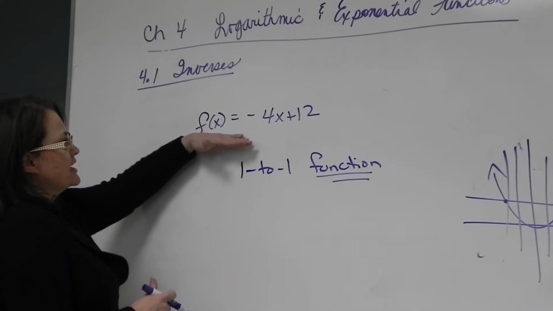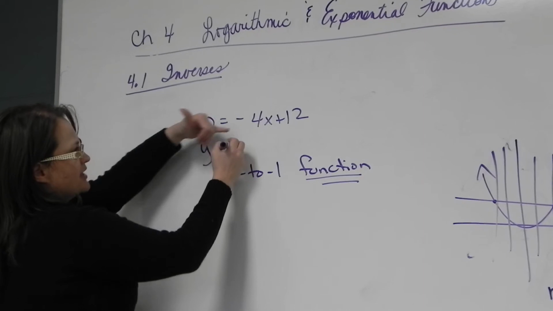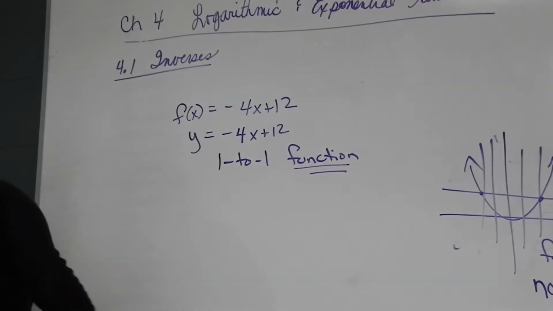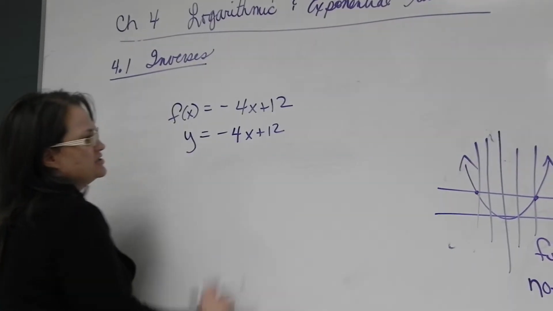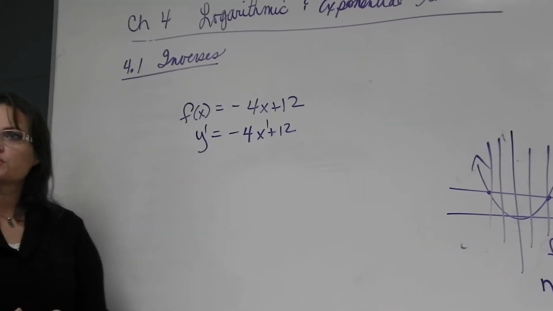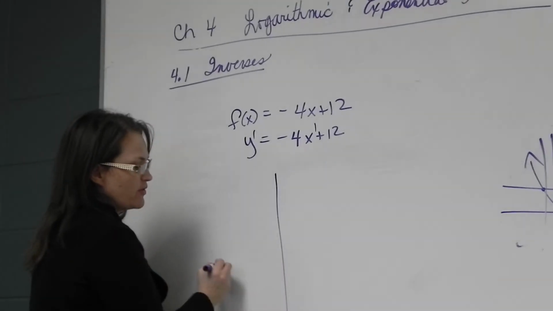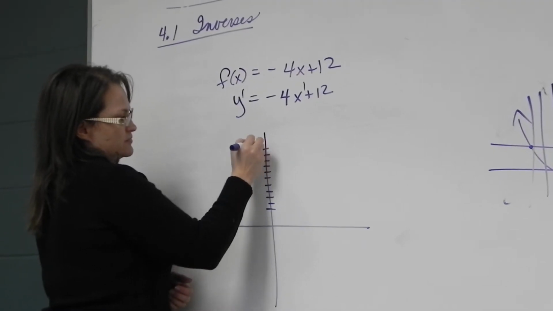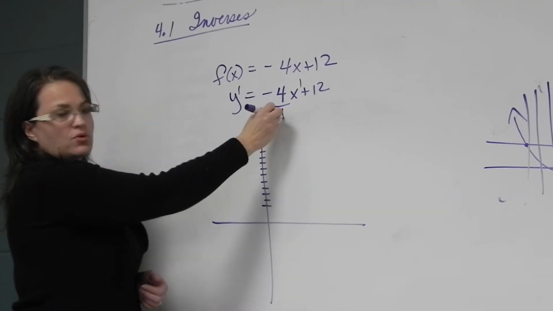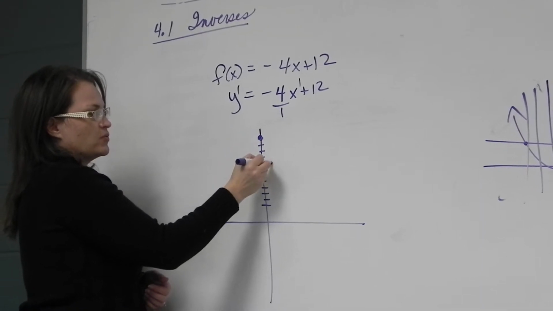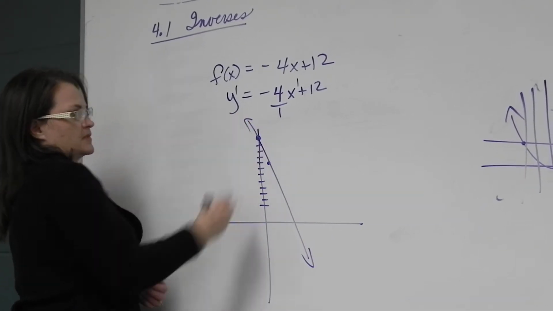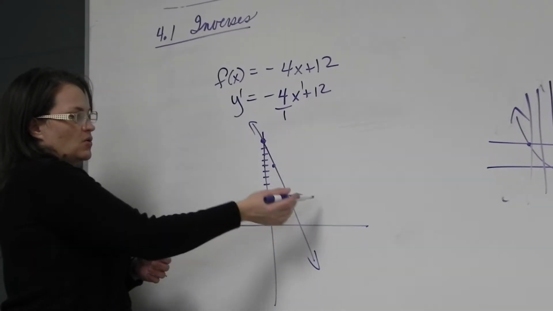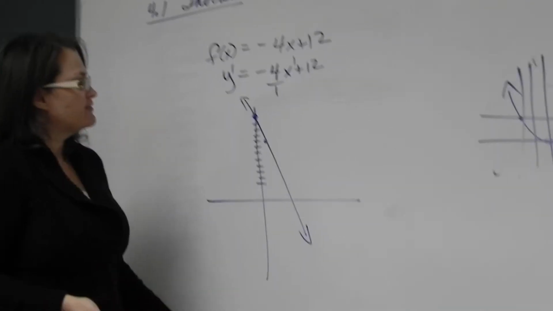But anyway, this first example is, remember, f of x means y, so y equals negative 4x plus 12. We know this equation is a line. X is to the first, y is to the first. It is a linear equation. I could sketch that graph for you. It starts at the y-intercept of 12, and then the slope is negative 4 over 1, so down 4 over 1. So lines are definitely one-to-one. No repeating vertically or horizontally. So that means, yes, it will have an inverse.